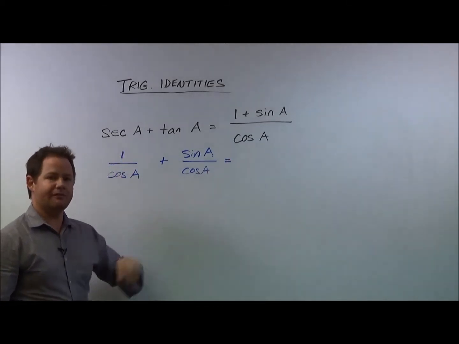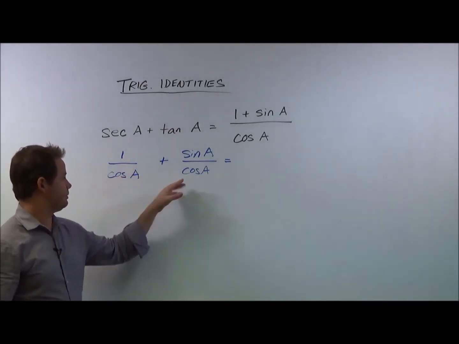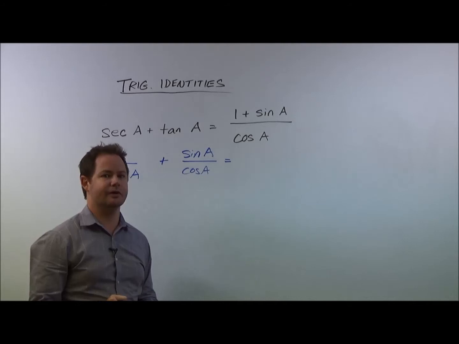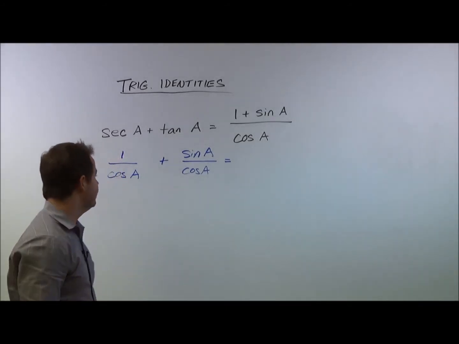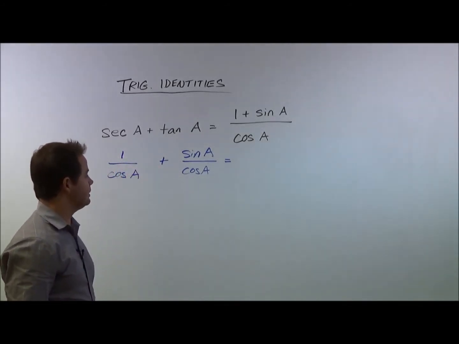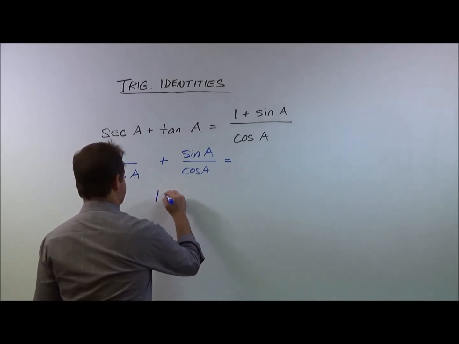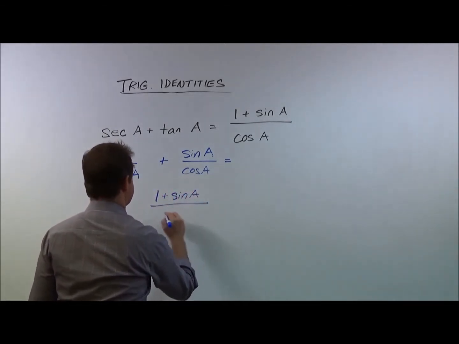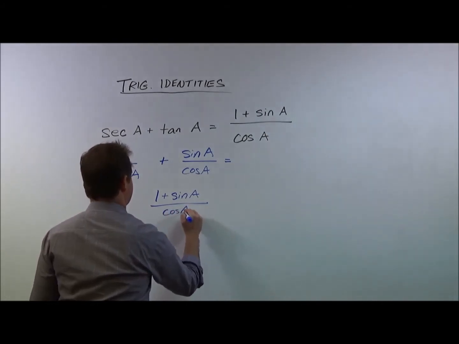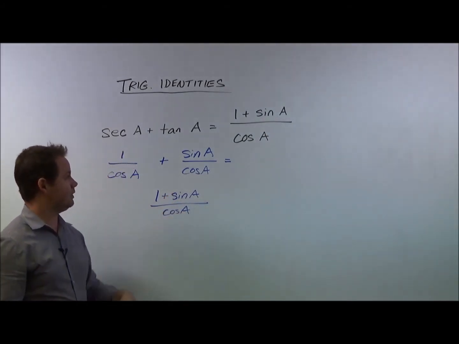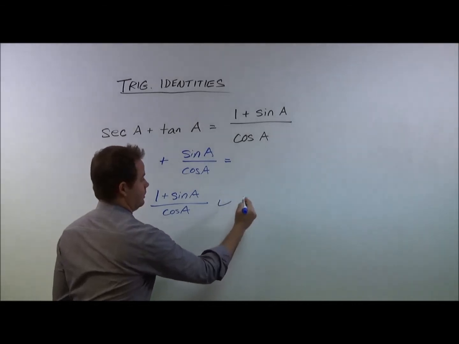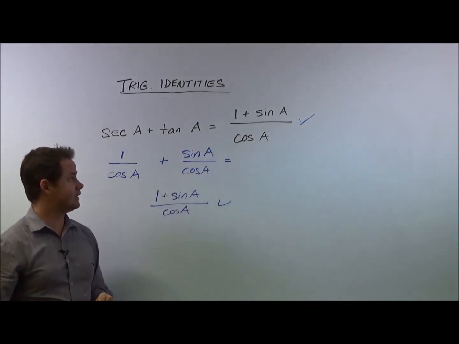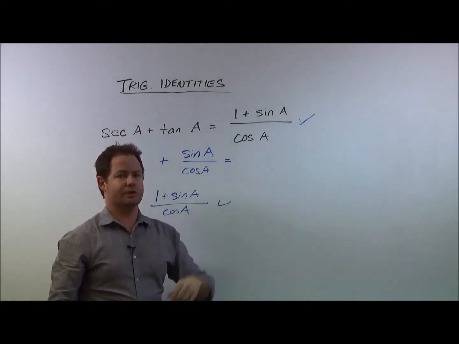So now we have both of these in their reciprocal form and we have a common denominator for both. So this works out actually quite nicely for us because since it's already a common denominator, we can go ahead and just combine those into one fraction. And when we do so, adding together those numerators gives us 1 plus sine of A over cosine of A, which we can go ahead and check off because it matches exactly what we have on the right side of our original equation.